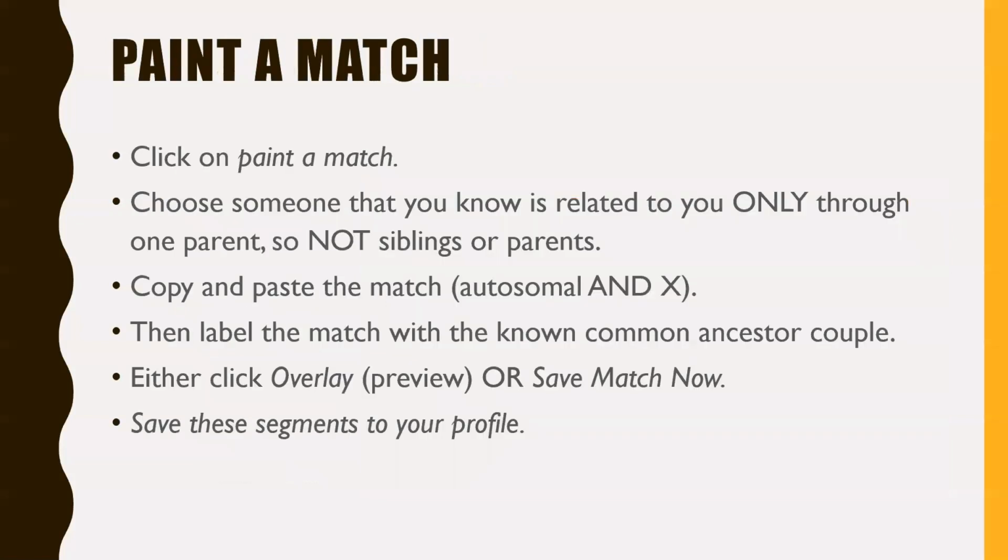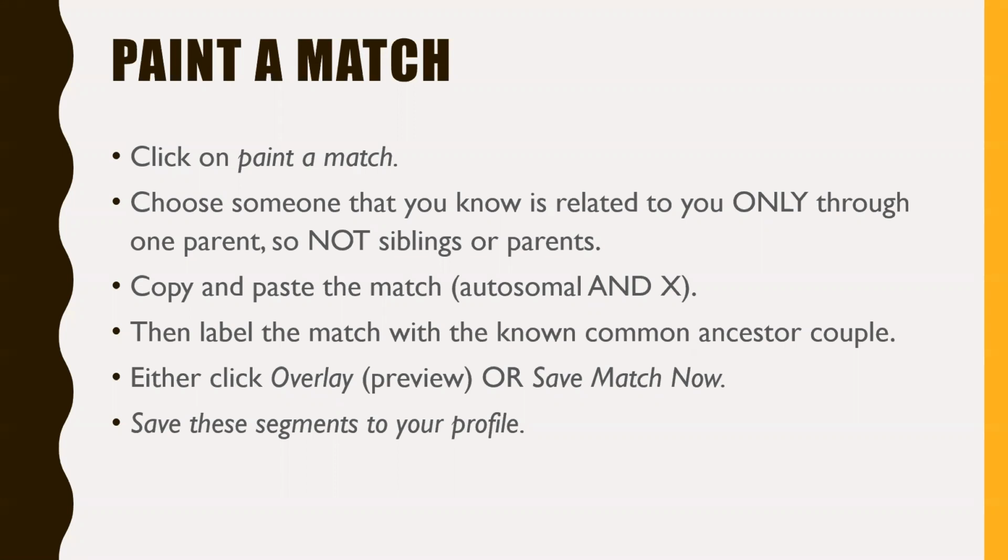So to paint a match, here are some instructions, and of course this is very well spelled out step by step from DNA Painter. You want to click on Paint a Match and choose someone you know is related to you only through one parent. So you don't want to map your parents, because remember, you fully match your mom on one of every chromosome, and you fully match your dad on one of every chromosome. So you don't want to include your parents. You probably do not want to include your siblings, because there are huge matches between you and your siblings.